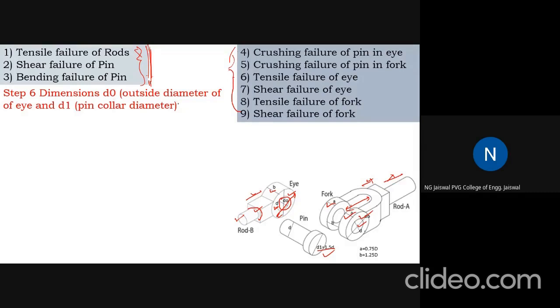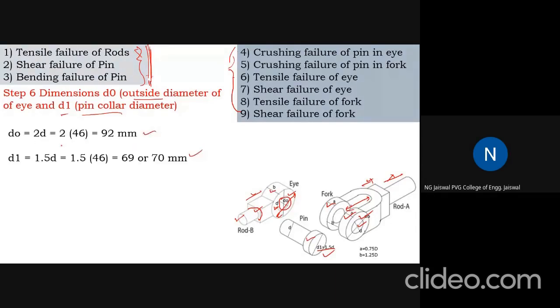Dimensions of DO, outer diameter, and P. Actually, I had already told you, this DO, outer diameter of the eye, will be equal to 2 times the diameter of the pin, and the pin collar diameter, this one, will be equal to 1.5 times the diameter of the pin. Okay, so this is already found out. So 92 mm and 72 mm respectively, by taking outside diameter equal to 2 times the diameter of the pin, and the diameter of the collar of the pin equal to 1.5 times the diameter of the pin. Accordingly, we get some values, 92 and 70 mm respectively.